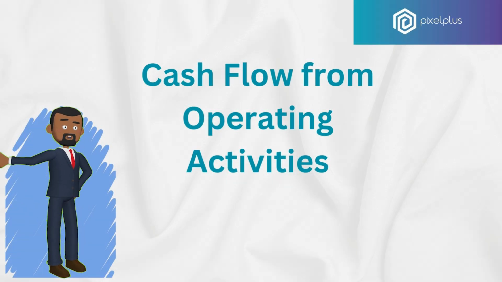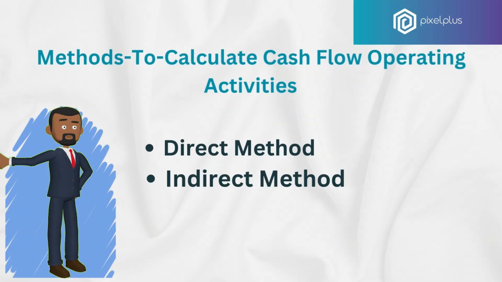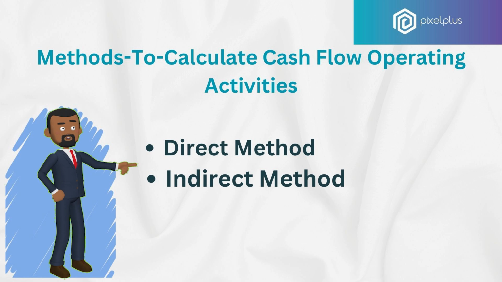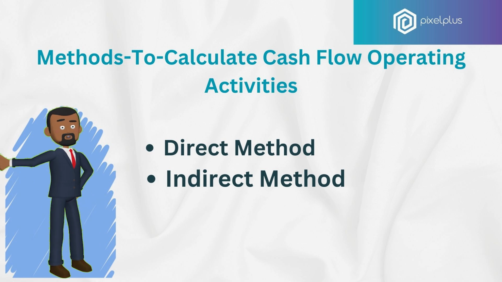Components of cash flow from operating activities. Cash flow from operating activities is typically calculated using either the direct method or the indirect method. 1. Direct method. The direct method lists all the major cash receipts and cash payments during the period. This method is more straightforward and provides a detailed breakdown of cash flows.